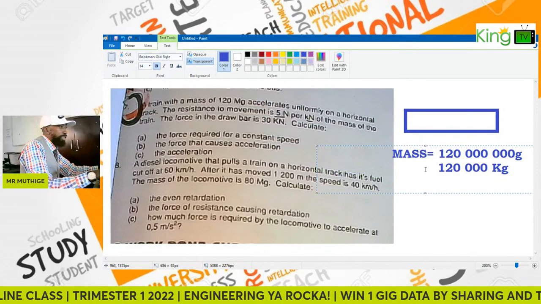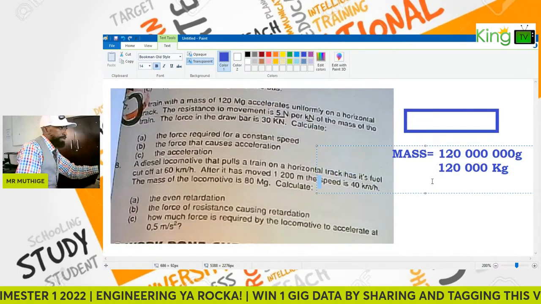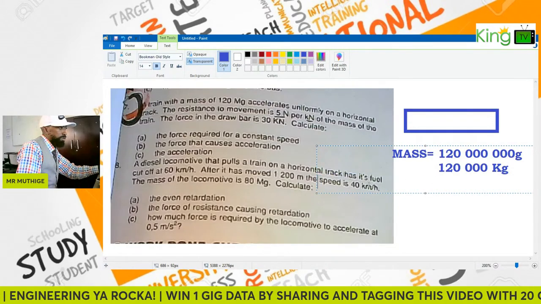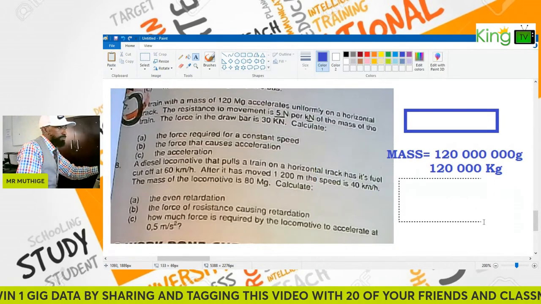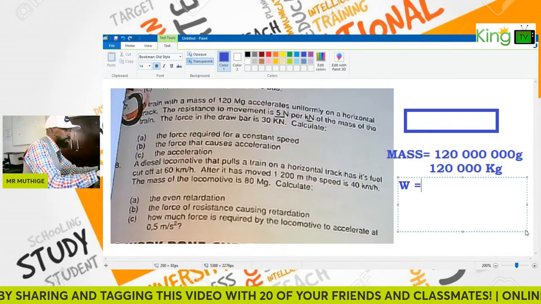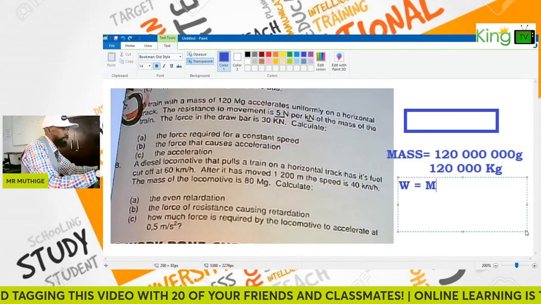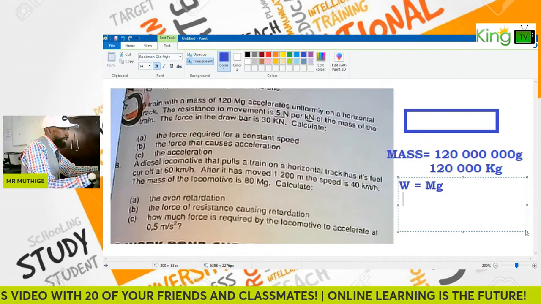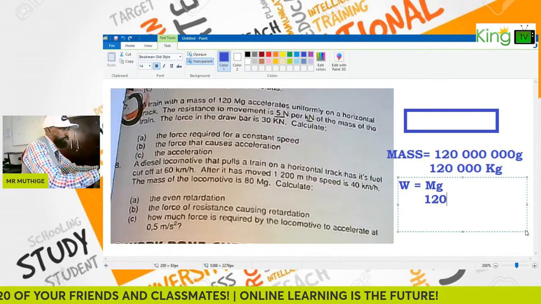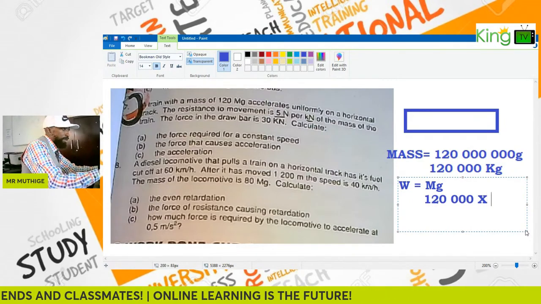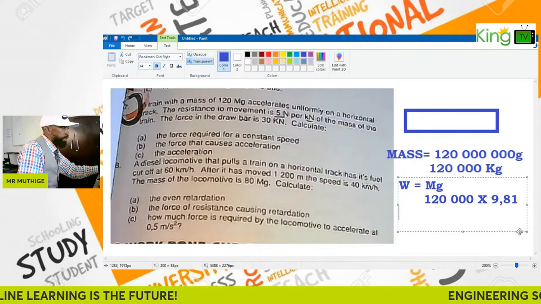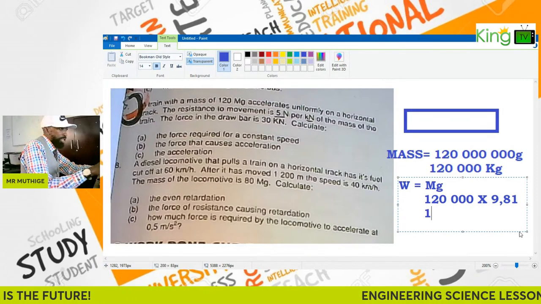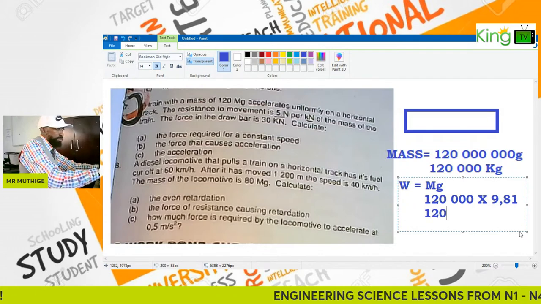And then what is the weight? W is mg. In this case, my mass is 120,000 multiplied by 9.81. That is almost 10, so we are almost at 1.2 million.